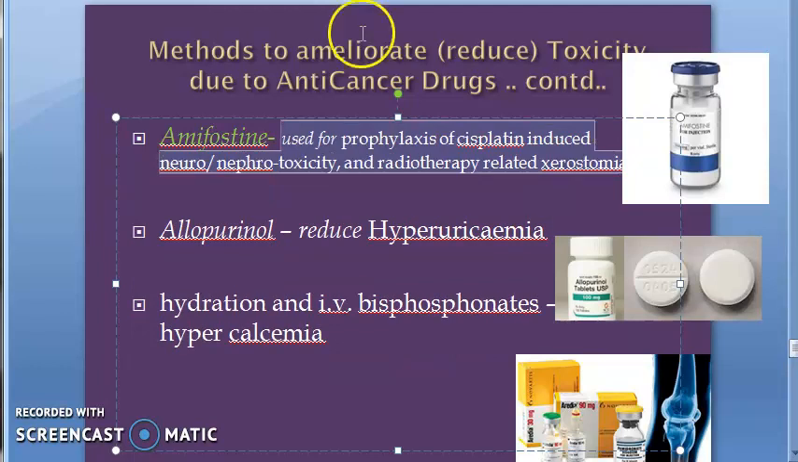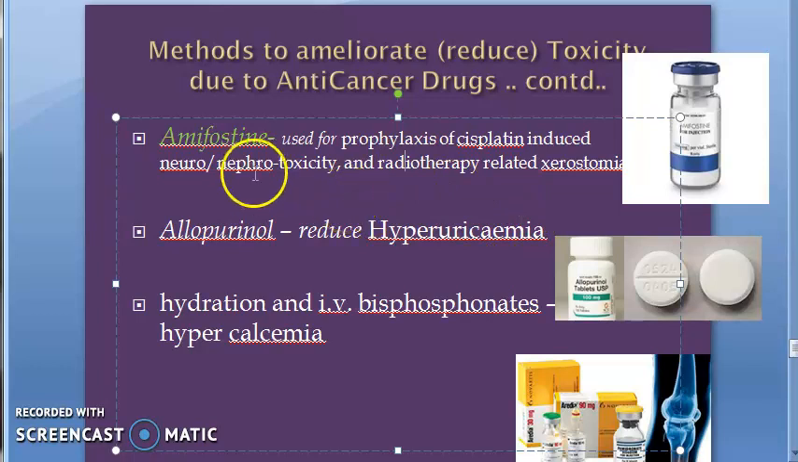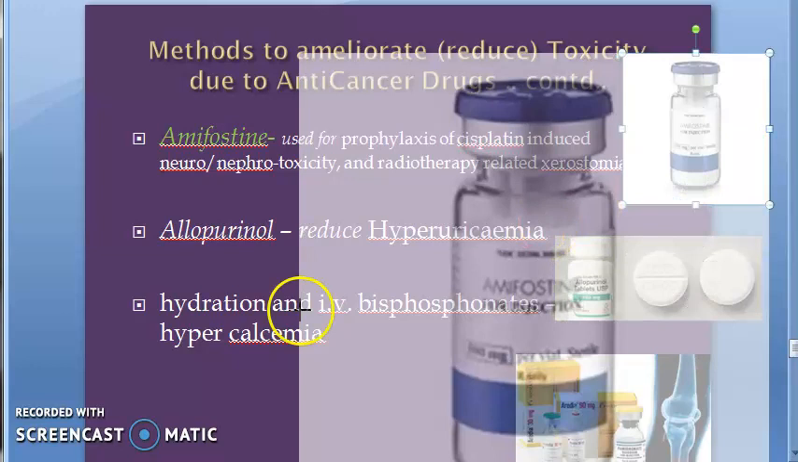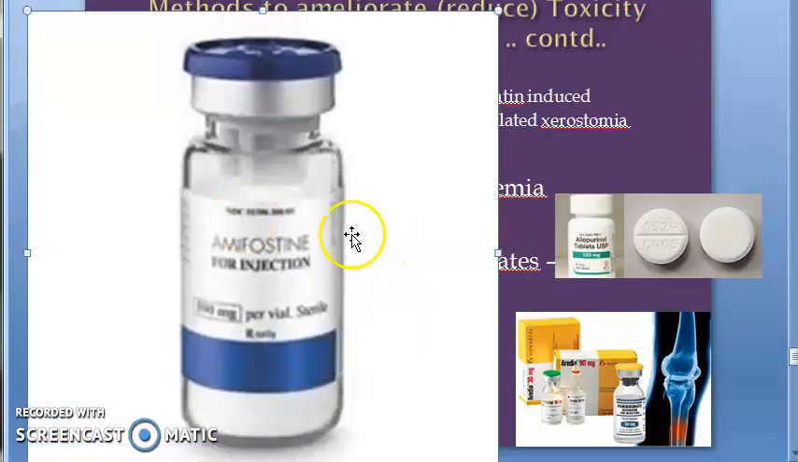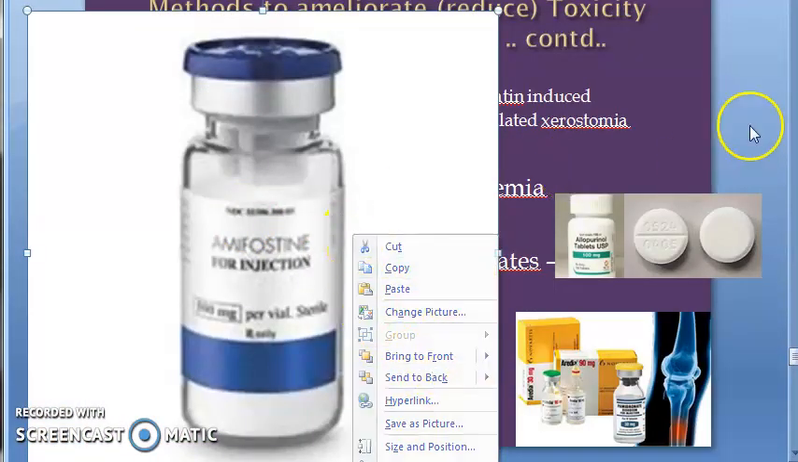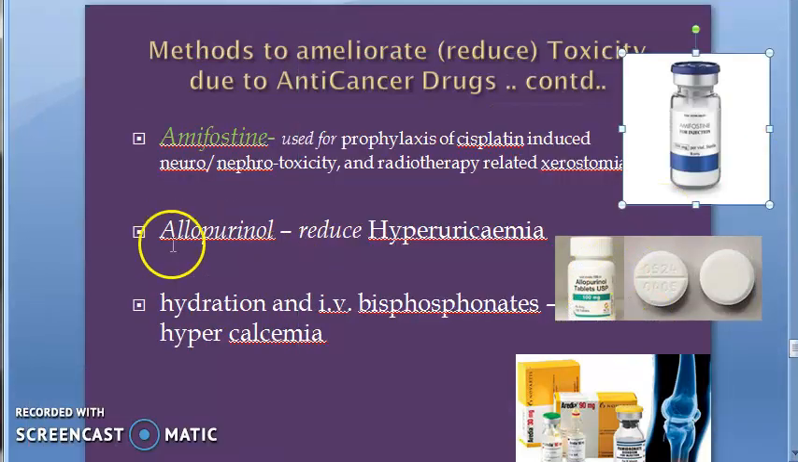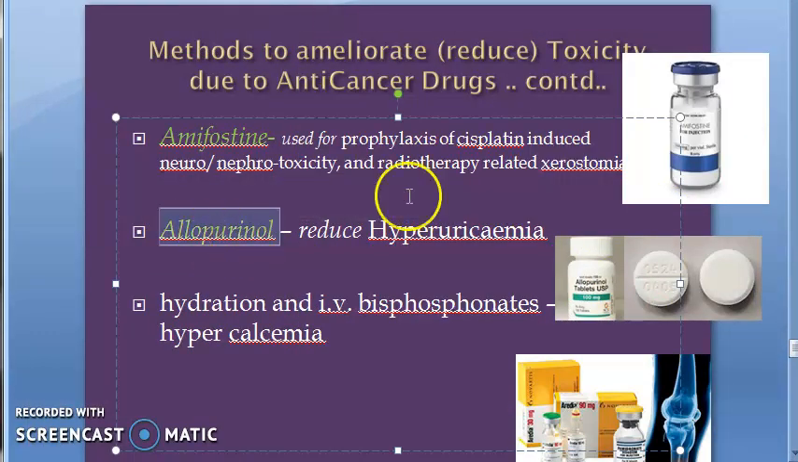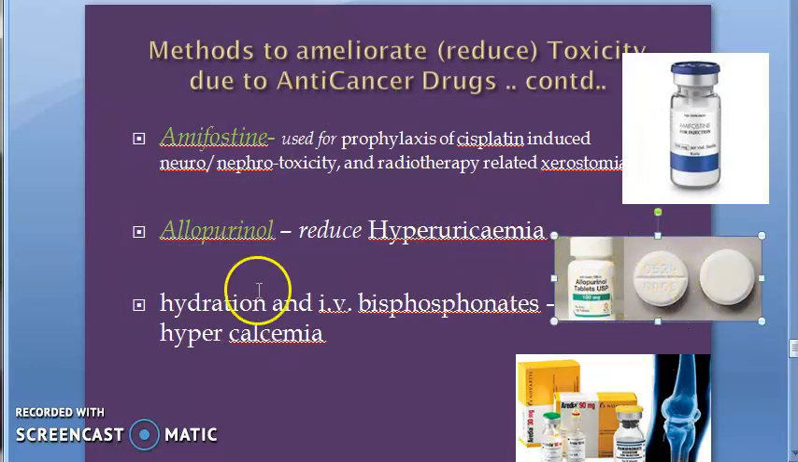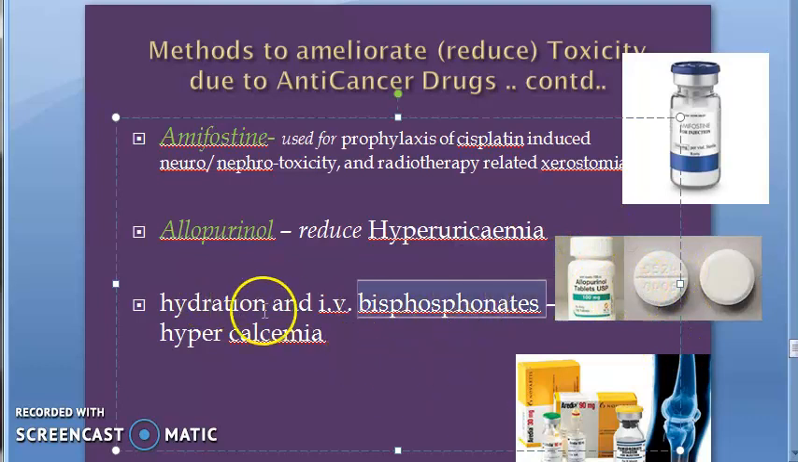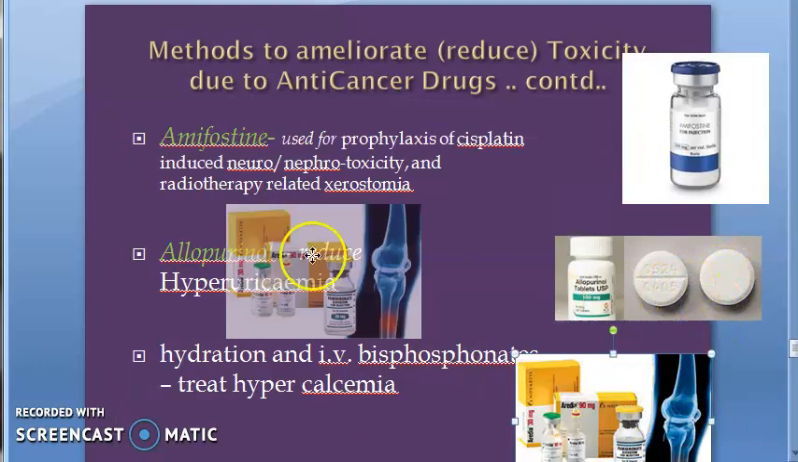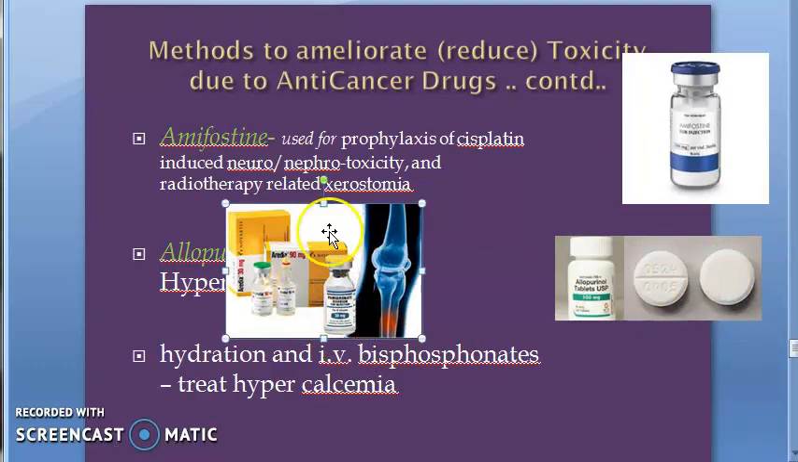Moving on, guys, you should know amifostine. This one is used for cisplatin toxicity. So if cisplatin induces nephrotoxicity or neurotoxicity, then you can give amifostine, okay. Then allopurinol for reducing hyperuricemia. This is allopurinol, the tablets shown here. Then you will give bisphosphonates to manage hypercalcemia. Shown here are the bisphosphonates.